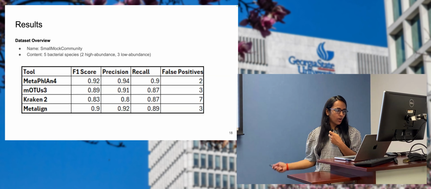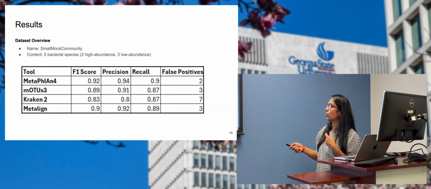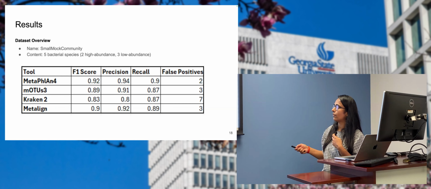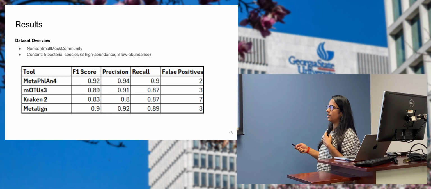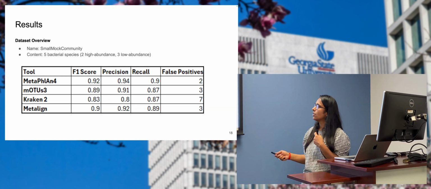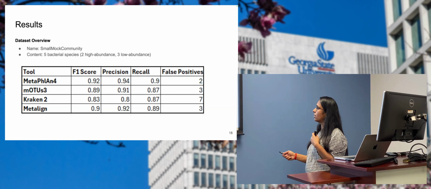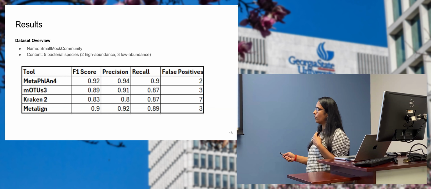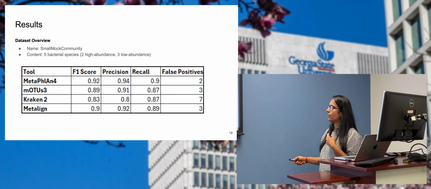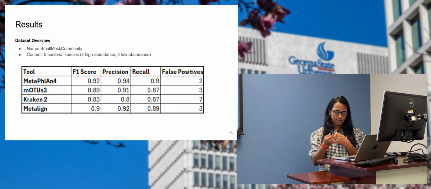Here are my results. I worked on a small mock community of 5 bacterial species, with 2 high abundance and 3 low abundance species. So how does my model work? Again, Kraken gives more false positives, and F1, precision and recall also decreased in my case, and MetaAlign performs the same as presented in the paper.